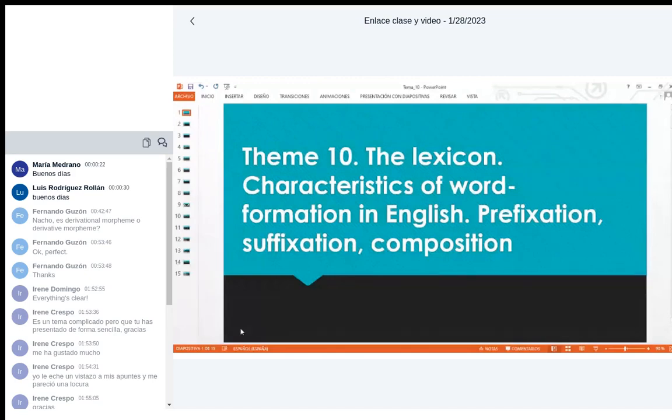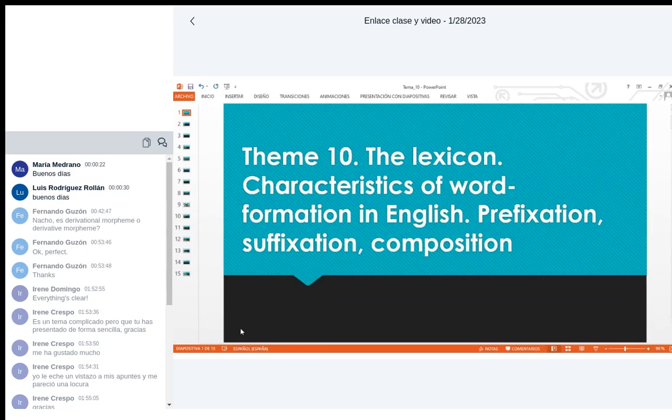Bueno, hoy theme 10, the lexicon characteristics of the word formation in English: prefixation, suffixation, and composition. In this theme, what we're going to be looking at is first the definition of what is lexicon, lexicography, and lexicology, three different branches of linguistics. Each of them analyzes a different thing according to different linguistic layers, but they are all related one to another.